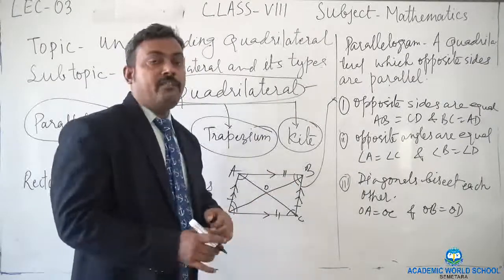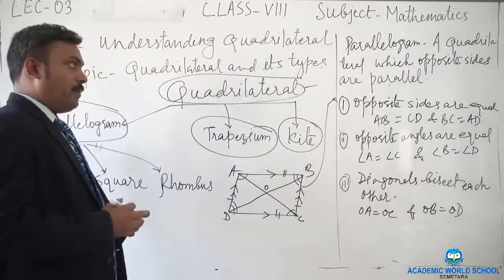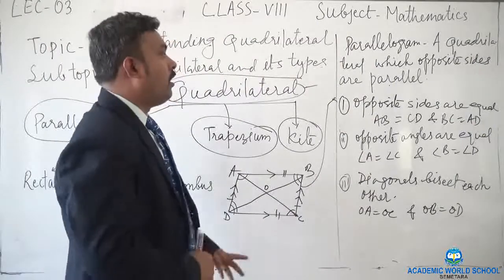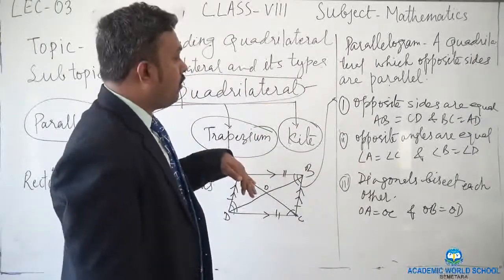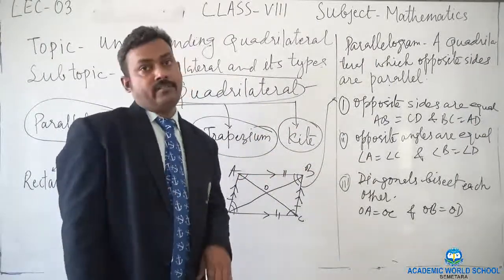So we have three different properties of parallelograms. Opposite sides are equal, opposite angles are equal, and diagonals bisect each other.